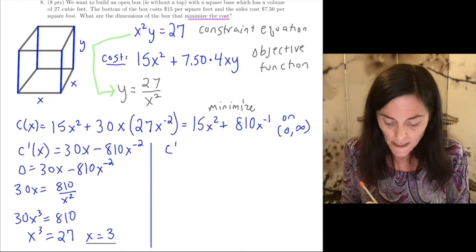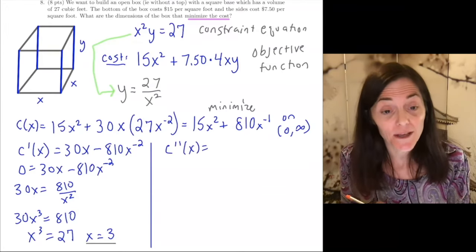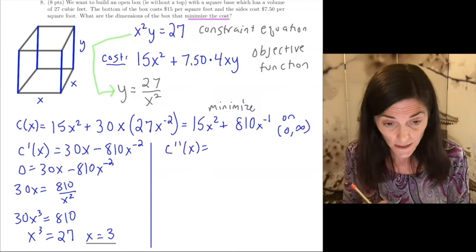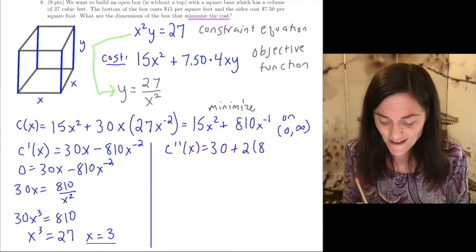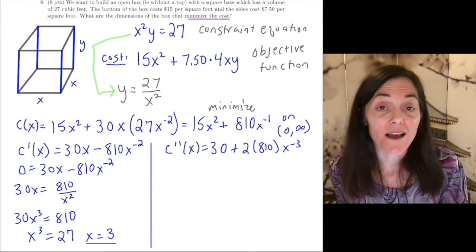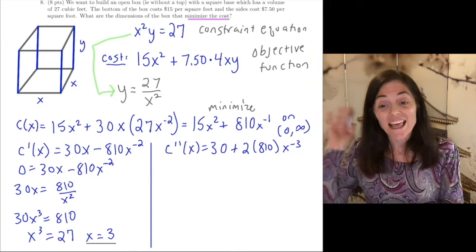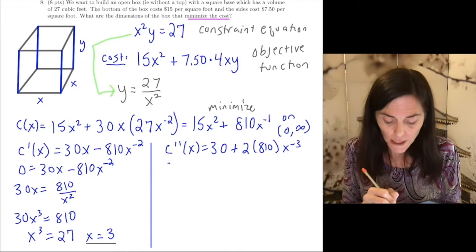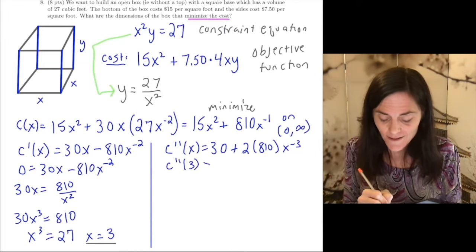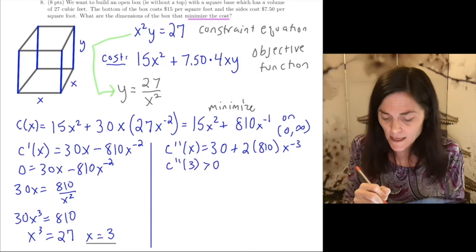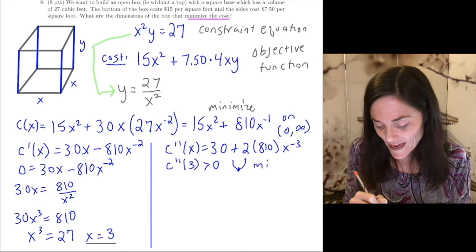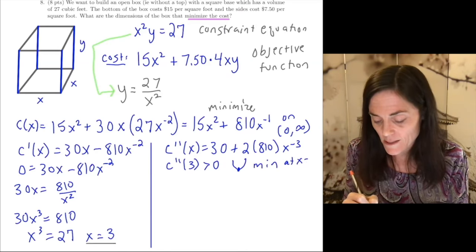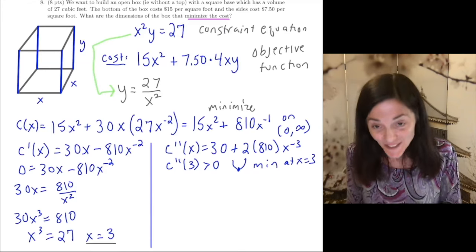Maybe I'll use the second derivative test. This function is not too terribly hard to take the derivative again. It's all power rule. So this is 30 plus 2 times 810 x to the minus 3. You notice on the entire interval 0 to infinity, this is positive. But in particular, at 3, this is positive. This says concave up. This says, in fact, we have a min at x equals 3, which is what we're looking for.